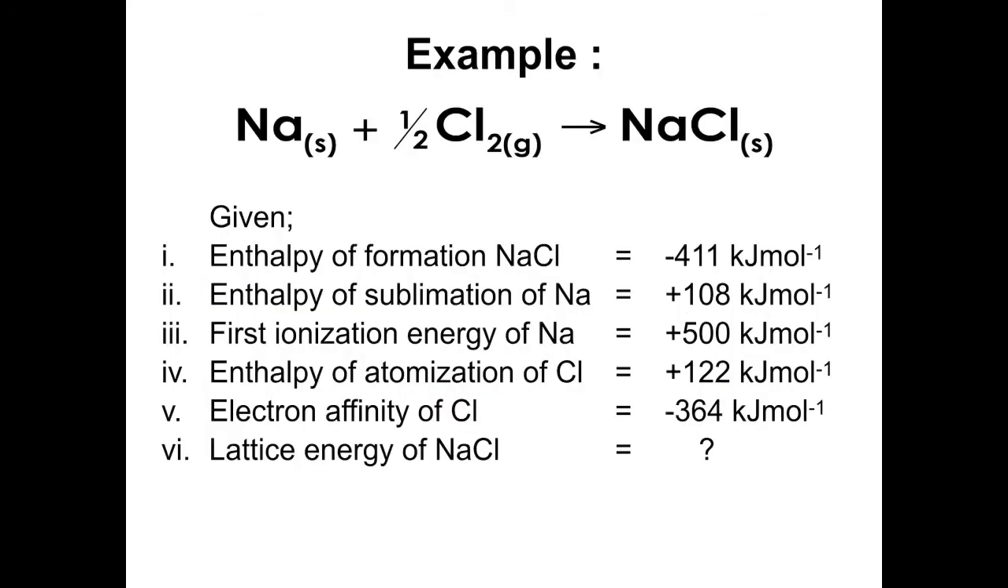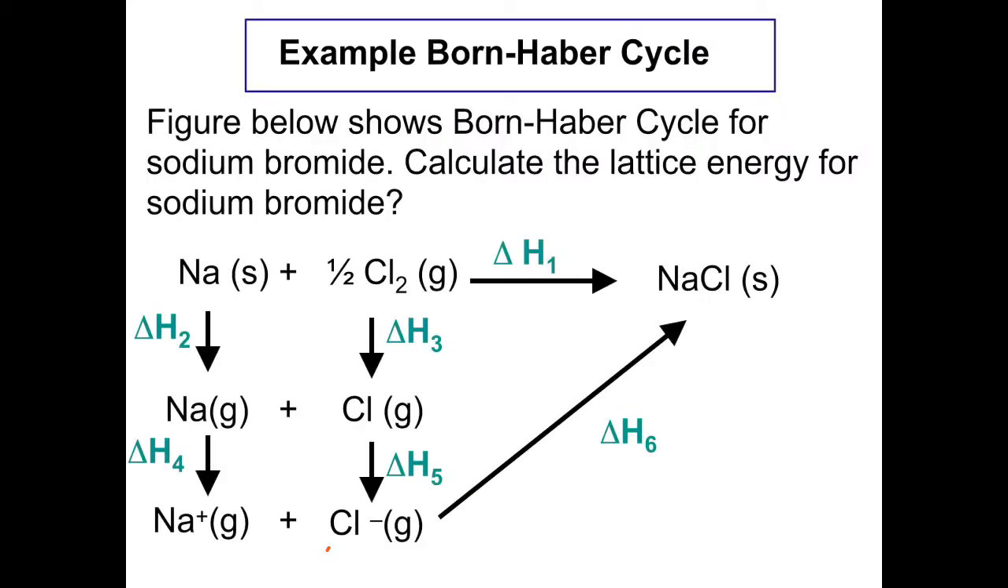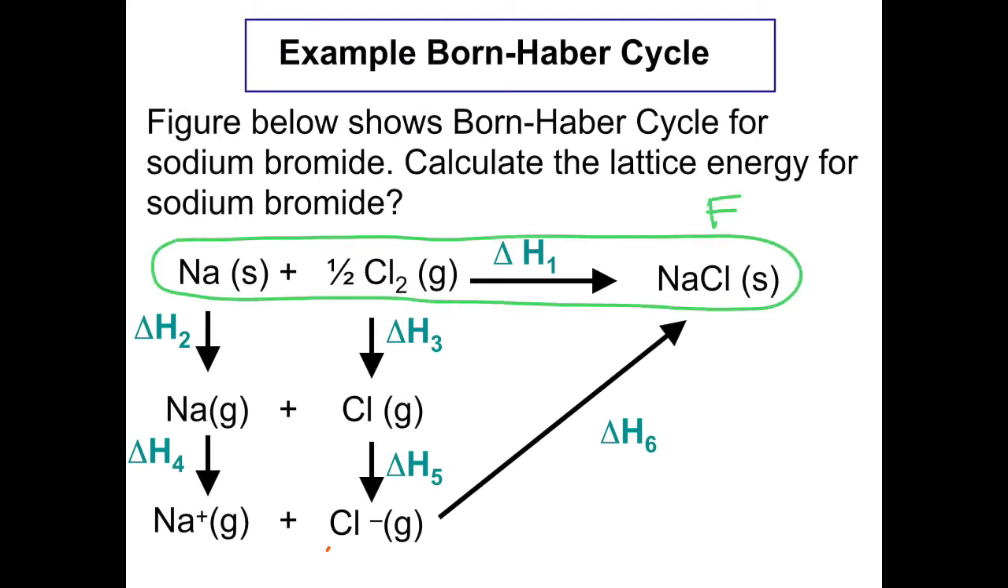For example, by using the following information, construct a Born-Haber cycle and energy level diagram. Then, calculate what is the lattice energy of NaCl. Remember the acronym before? The first equation we must write is the enthalpy of formation. For NaCl, the equation is Na solid plus 1/2 Cl2 gas produce NaCl. In this equation, we must make sure the number of moles of product is 1 mole. So this is the enthalpy of formation.